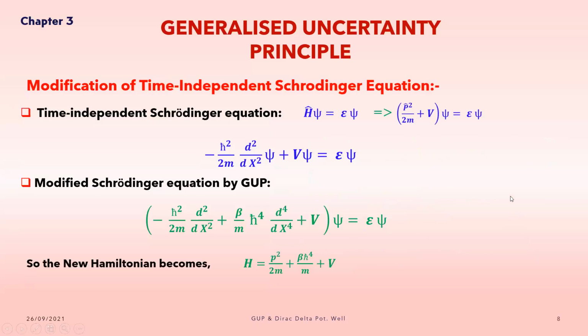Now we just modify the time independent Schrodinger equation into the modified Schrodinger equation by applying the generalized uncertainty principle, and we got a new Hamiltonian that is p squared over 2m plus a term with beta h cut to the power 4 by m. So we just worked with this Hamiltonian.